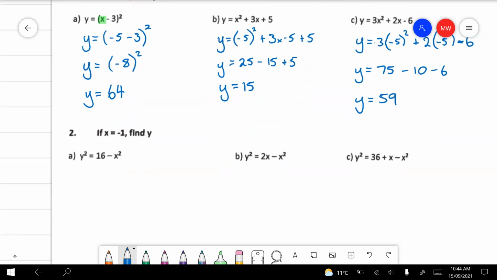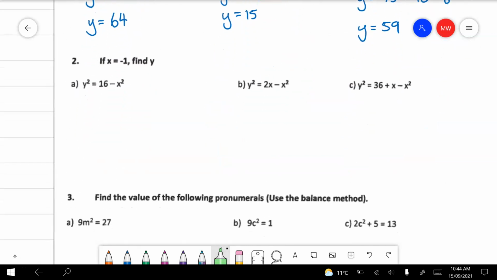Question 2. Looks like we're substituting again. This time x has got a value of minus 1, and we're finding y. Now we have to be a little bit careful with these ones. Let's have a look. They've got a y squared here. So let's sub in and work it out from there. So y squared will be 16 minus negative 1 squared. So we're being careful with that negative there. BODMAS comes in here. We've got to do our orders and our brackets definitely before any adds and subtracts.